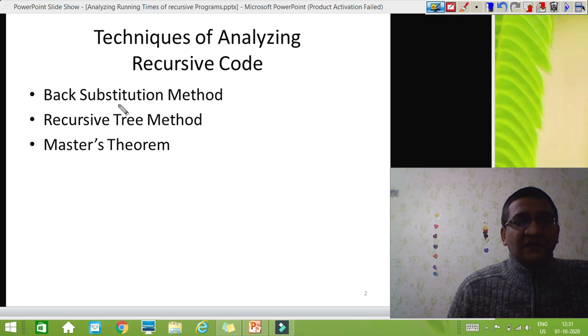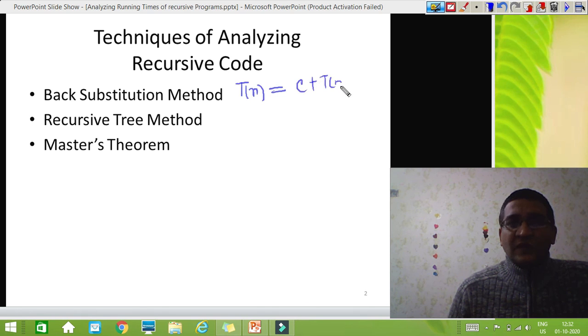In the substitution method, we represent the function and then substitute its subcomponents that are visible in the function. What does it mean? Let's say our function is defined as T of n. T of n represents a function which also represents the running time. So T of n equals, let's say, some constant plus T of n minus 1. This is how we represent our given function.